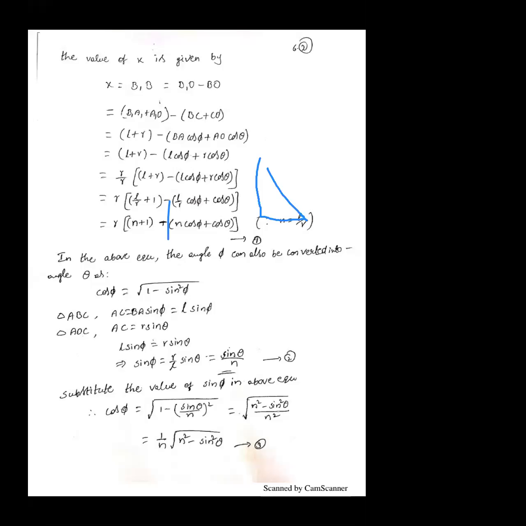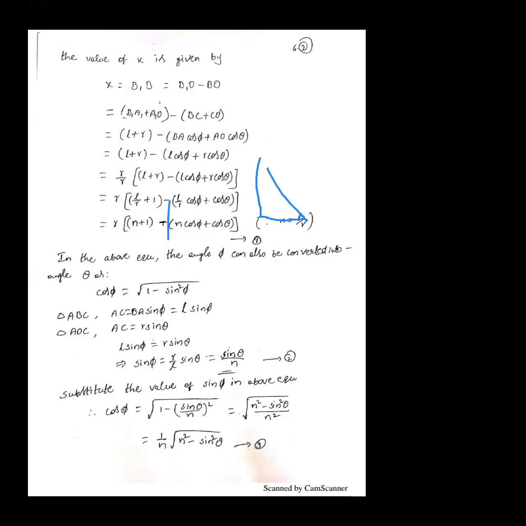Now CO. Just observe that CO means, it is the triangle AOC. So OC means what is the value? That is again the adjacent value. So adjacent means cos theta equals OC by AO. That means OC equals R cos theta. So that is written here, AO cos theta, which is also equal to R cos theta.